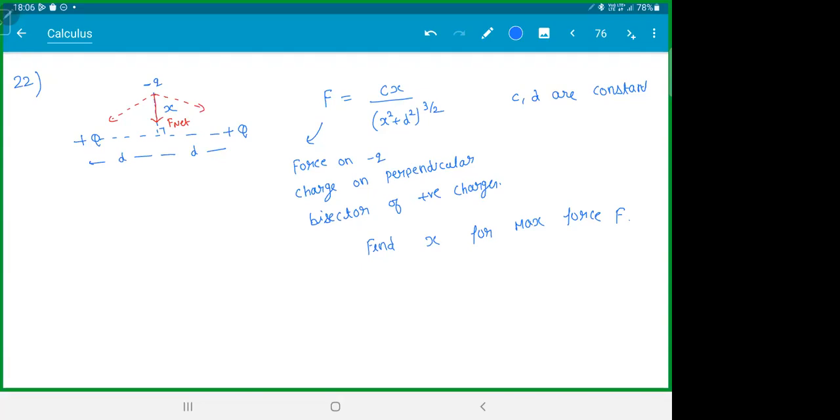Any answers? Find X for the maximum value of F. What is step 1? Differentiate and equate to 0. Step 2, you have to do a second differential, but not required, because if I ask you for maximum force, generally it is understood you'll get that same thing.